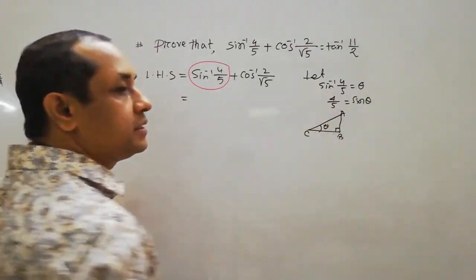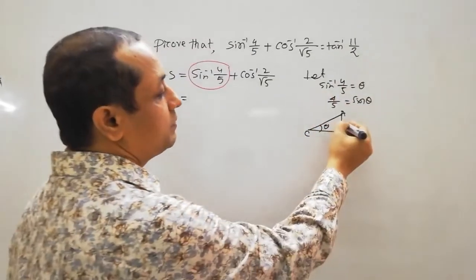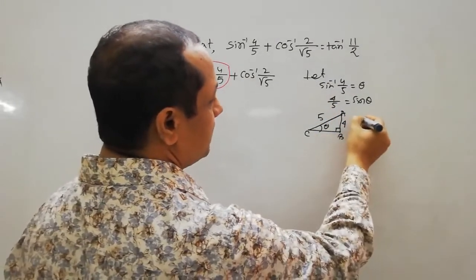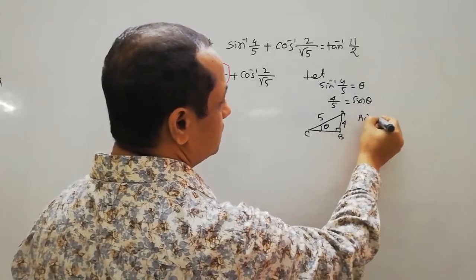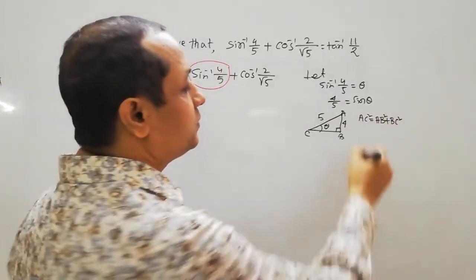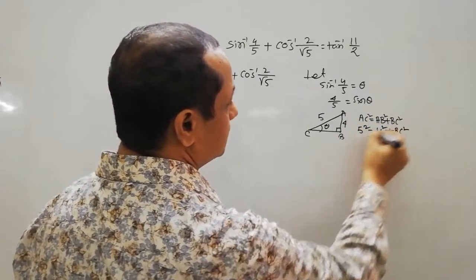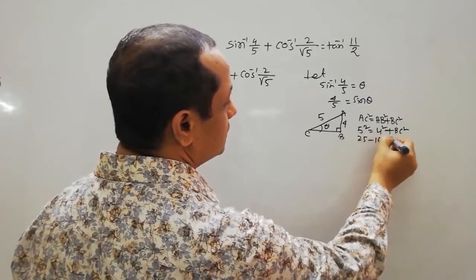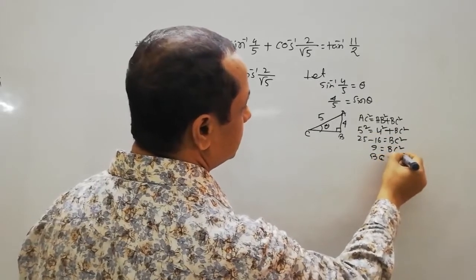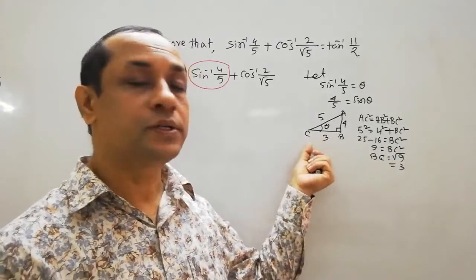Here theta. We know that sin theta equals perpendicular by hypotenuse. Here perpendicular is 4, hypotenuse 5. So BC equals, by the Pythagoras theorem, AC square equals AB square plus BC square. Putting the value of AC, 5 square equals 4 square plus BC square. So 25 minus 16 equals BC square. So 9 equals BC square. So BC equals root over 9 equals 3. So using the Pythagoras theorem, student, we get BC equals 3.